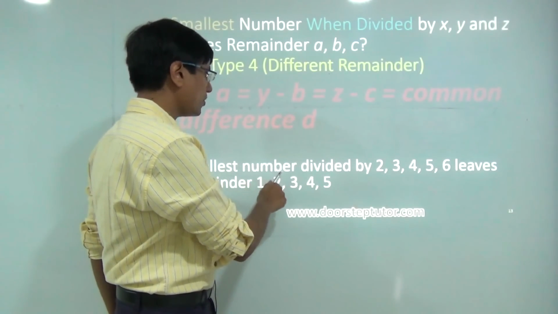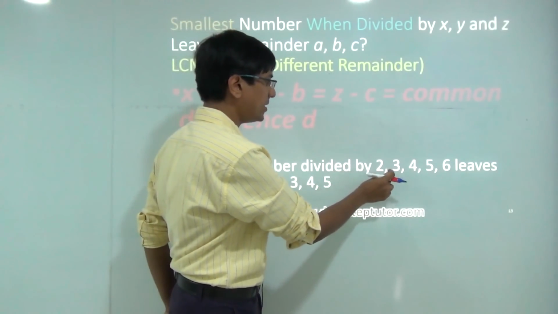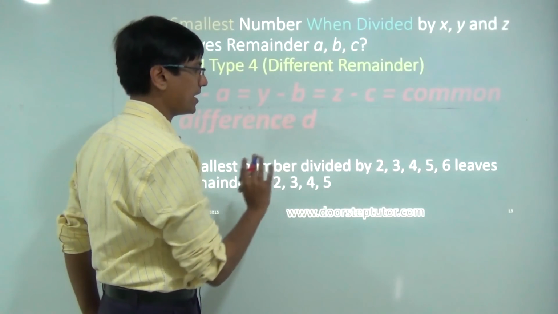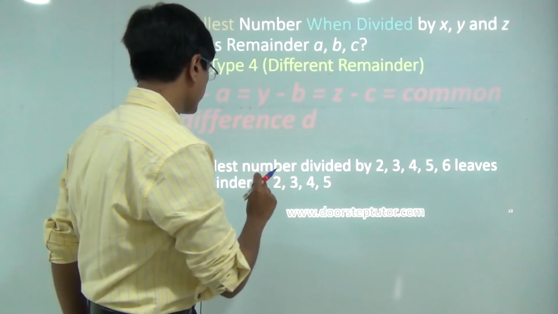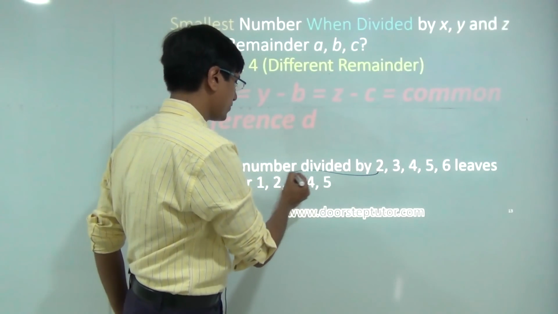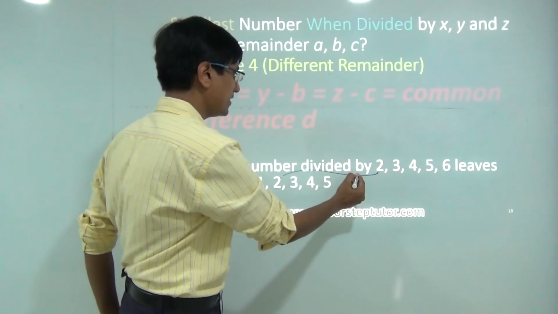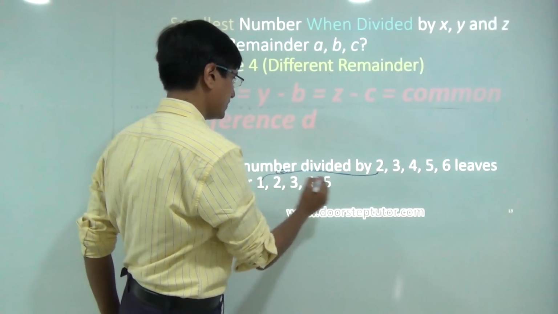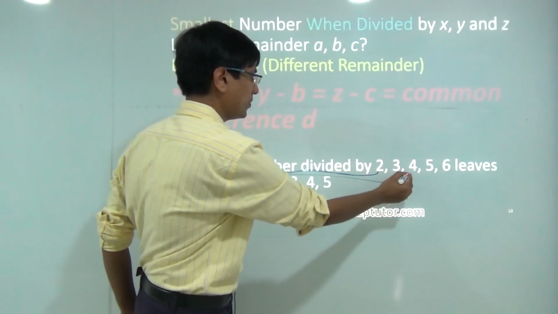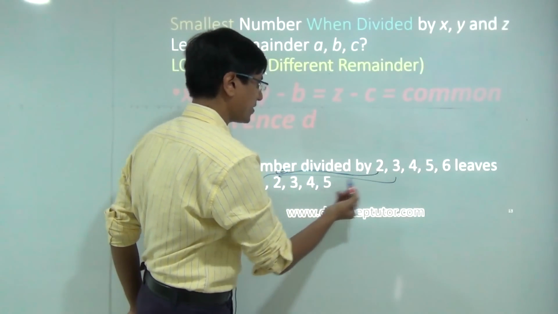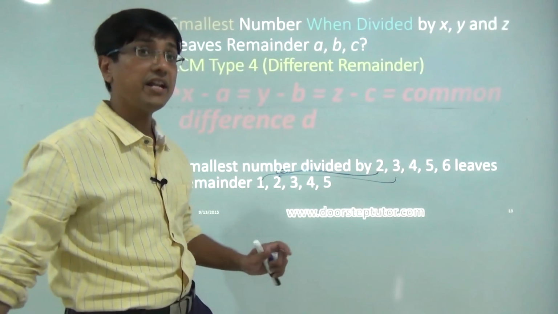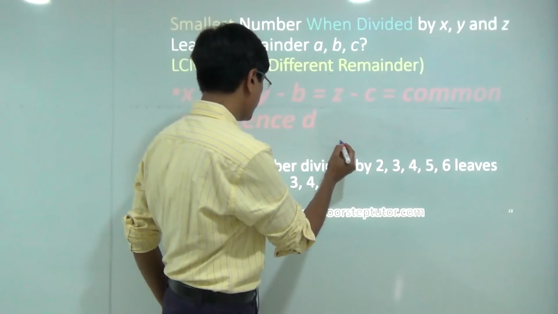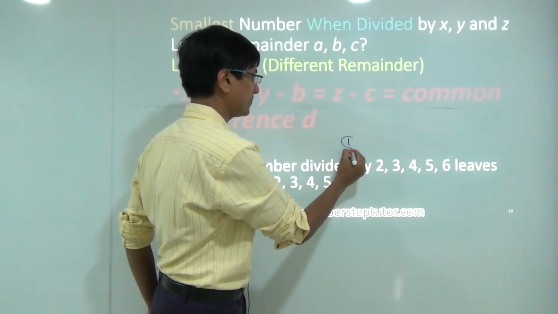So let's try to find out the smallest number which, when divided by 2, 3, 4, 5, 6, leaves remainders of 1, 2, 3, 4, 5. The first thing I'll do is find the common difference. I'll do 2 minus 1, 3 minus 2, 4 minus 3, 5 minus 4 and 6 minus 5. And I immediately notice that the difference in each of these cases is 1. This is the first thing I notice.